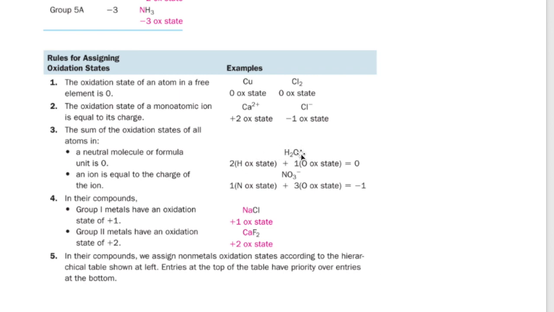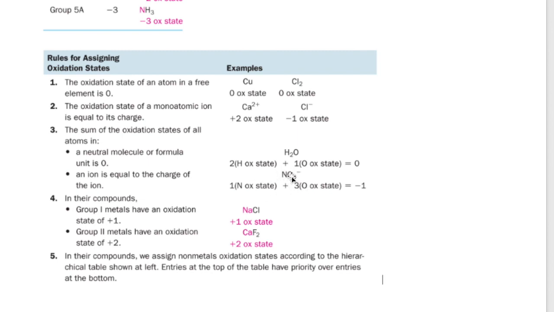In the case of H2O, 2 times the oxidation state of hydrogen plus 1 times the oxidation state of oxygen should equal 0. Since H is supposed to have a +1 charge and oxygen a -2 charge, that ends up being a correct equation. If you have an ion, like a standard ion or a polyatomic ion, then the total sum has to equal the charge of the ion. In the case of the nitrate ion here, NO3 minus, the oxidation state of the 1 nitrogen plus the oxidation state of the 3 oxygens should equal -1. That will allow you to find out what the charge is of a specific element.